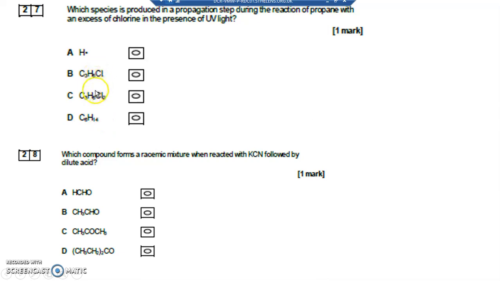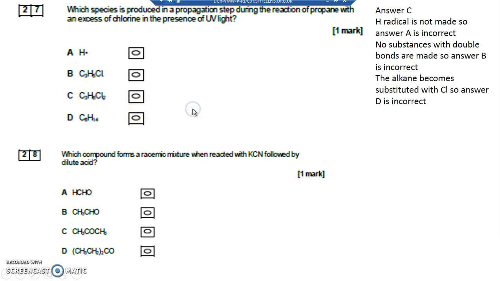It's between B and C where H's have been substituted. Now, if you actually look at B, C3H5Cl, you've introduced a double bond, so it's not got a double bond introduced in there. It's got to be C, where some Cl's are replacing some of the H's.